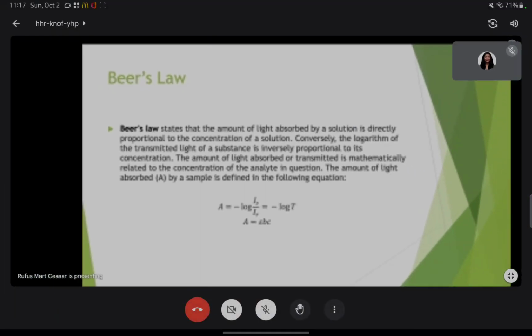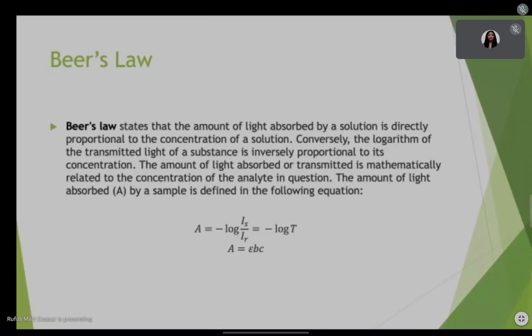So the amount of light absorbed or transmitted is mathematically related to the concentration of the analyte, given the equation A is equal to negative log IS over IR, wherein IS is the intensity of the light transmitted to the sample and IR is the intensity of the light transmitted to a reference cell, or yun yung tinatawag natin blank. Yung IS over IR, ang tawag natin dyan ay yung transmittance. So the amount of light absorbed by a sample is defined by that equation. A is equal to epsilon BC. So yung A ay absorbance, yung epsilon ay absorptivity or molar absorptivity, and B is the light path, usually centimeters in unit, and C is the concentration.